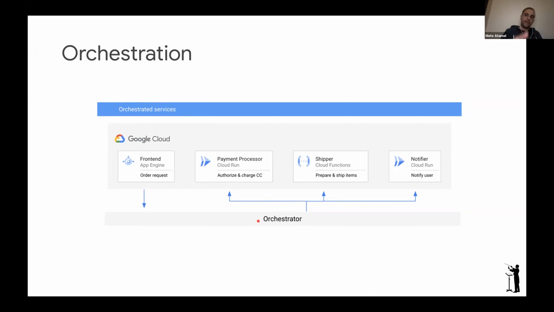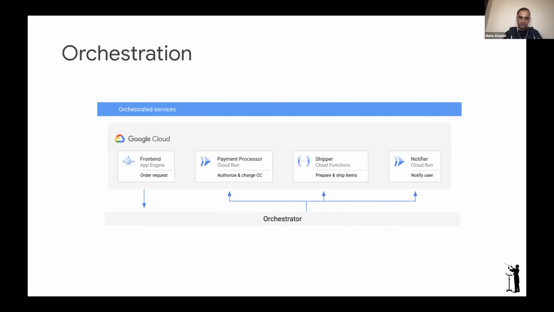And the front end can say, okay, kick off this orchestration, and the orchestrator will say, okay, I'm going to kick off the e-commerce transaction. And the orchestrator has this definition that says, okay, first call the payment processor. Once that's done, call the shipper. Once that's done, call the notifier. So the orchestrator will be the one in charge of calling these services in the order that you define and with the parameters that you define, right?